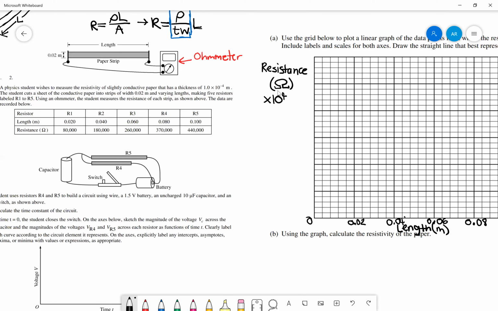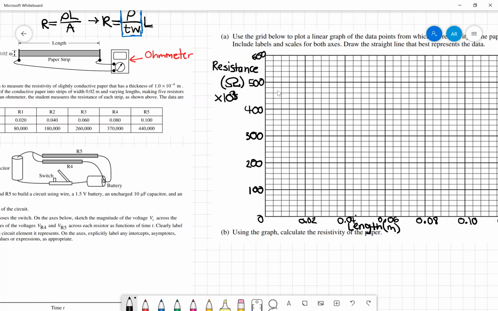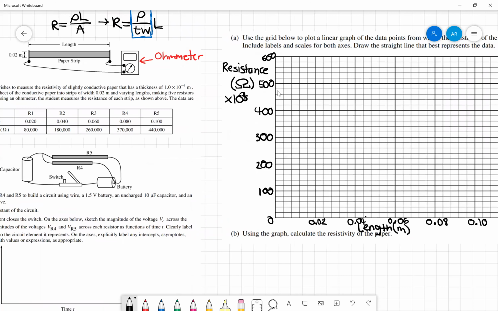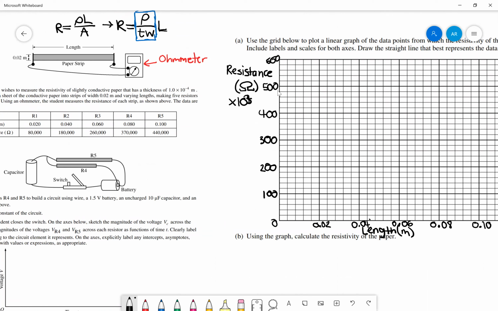And I'm going to label this as 10 times 10 to the 4. Actually, let's make it 10 to the 3. So this will be 100,000. This one will be 200,000. This will be 300,000, this will be 400,000, and this will be 500,000. And put the top over here. So this is our scale. I'm going to use this scale, and when you're using it, you have to be very, very consistent. If you're inconsistent with your scale, then you're going to get the problem wrong, because you will be off by several magnitudes of 10 or 100. So you have to be careful.